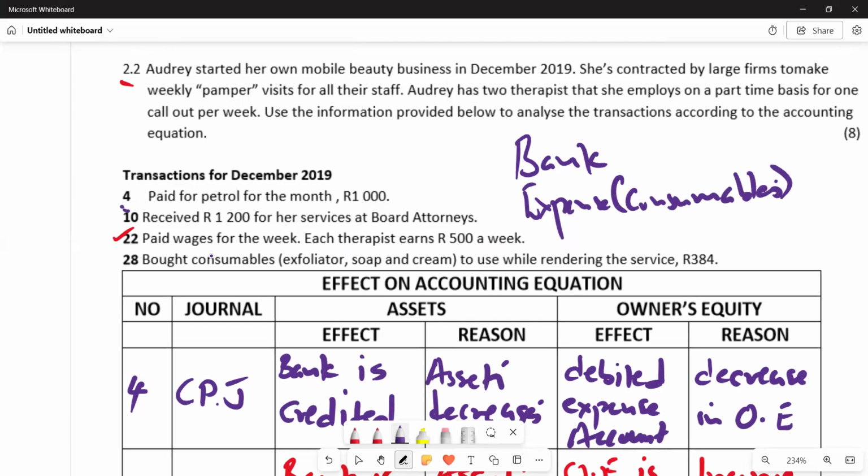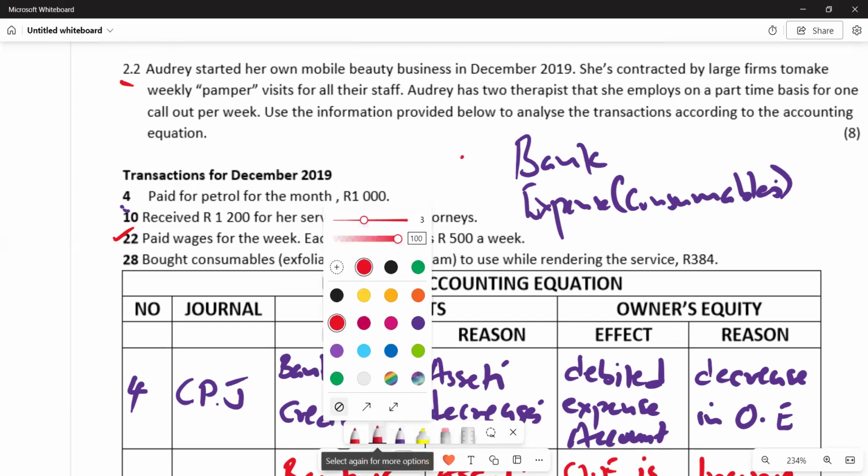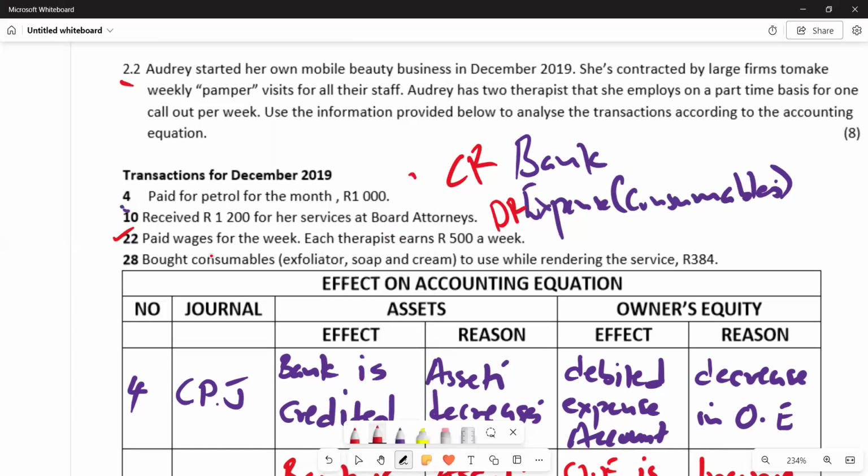So we check there, and we see that we are going to pay some amounts which are supposed to credit the bank. Bank is going to be credited, so we indicate our bank as a credit. And then our expense is going to be debited. So now we have the 2 accounts, and we know which one is going to be credited and which one is going to be debited. On bank, we just indicate it as a credit.